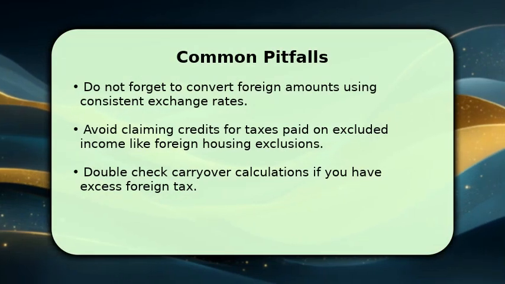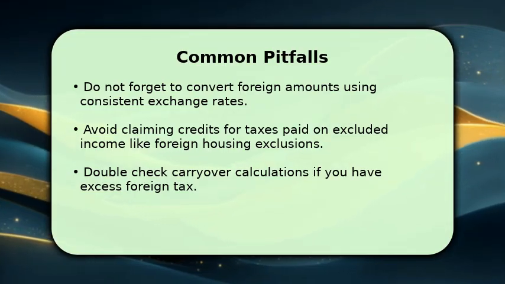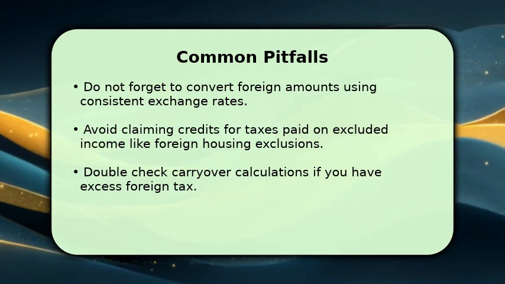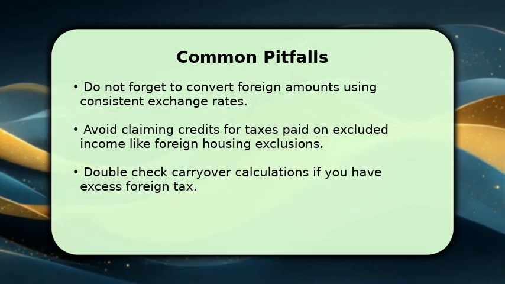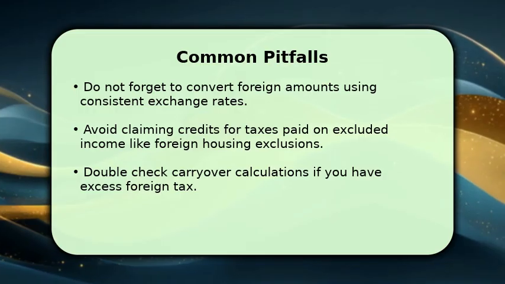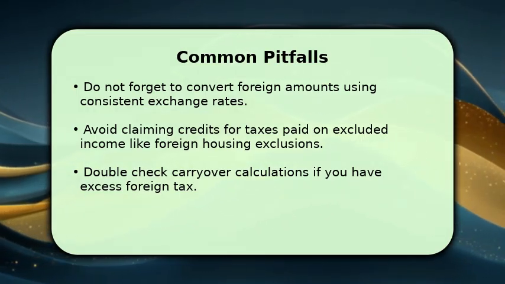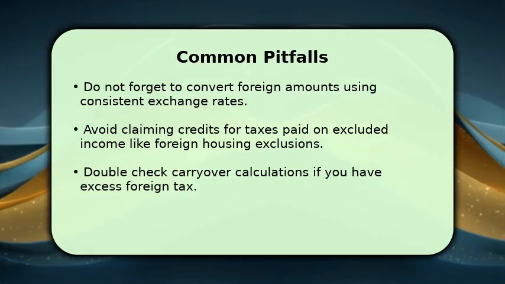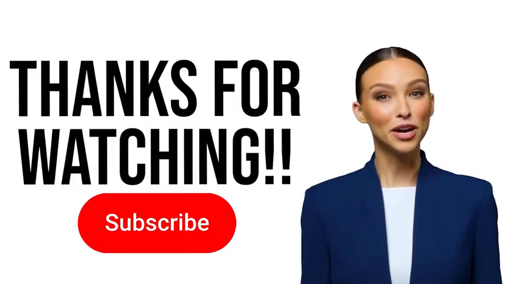Watch for common errors like inconsistent exchange rates, misallocated income categories, and forgetting exclusions that disqualify taxes from the credit. Verify that you did not claim taxes paid on excluded foreign housing or other excluded amounts, and ensure carryovers from prior years are entered correctly. Keep neat documentation to defend your figures, and consider a quick review of worksheet arithmetic to prevent simple mistakes before filing.